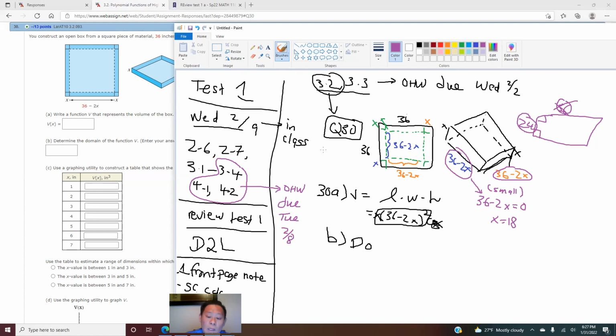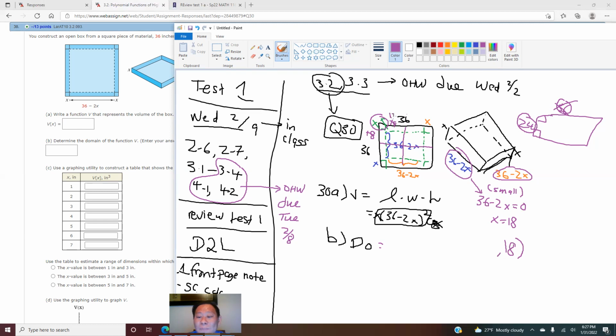So is it 18? Yeah, 18. So your domain in this case will be anything that is smaller than 18, because your x here is the box that you cut out. If you cut exactly 18, you will end up not getting a box because you will cut down the whole square. If you cut 18 and 18, you will have no box at all because you cut off the whole square here. So you have to cut a bit less than 18, for example, 17.9.